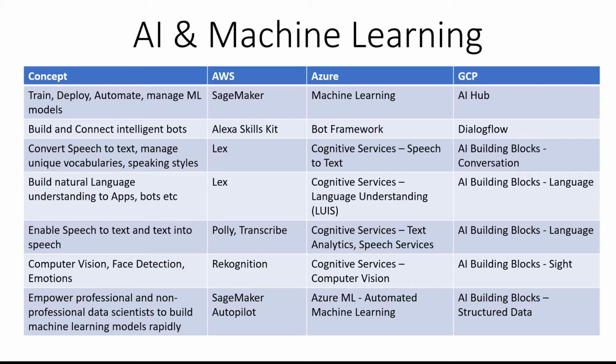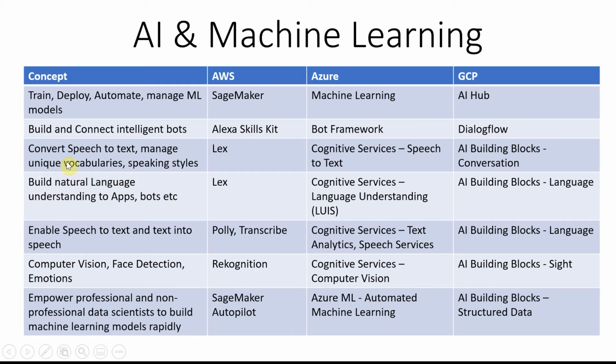Continuing on what we discussed last time, it is the intelligent bots category. There are tools like Alexa Skills Kit in AWS. Alexa is their other flagship IoT product, and the Alexa Skills Kit is where you develop more skills, or apps, around Alexa. Then there is Bot Framework for Azure, and Dialogflow in GCP.